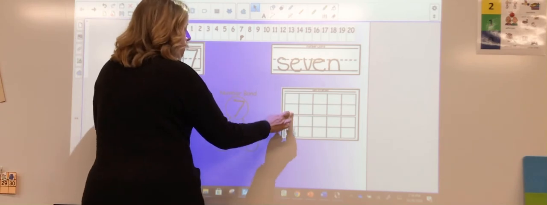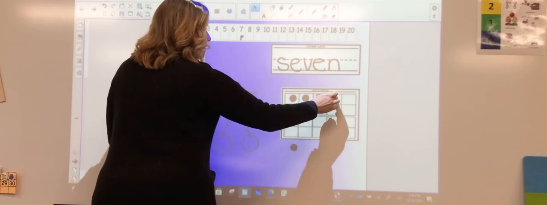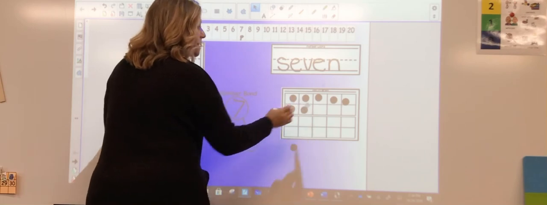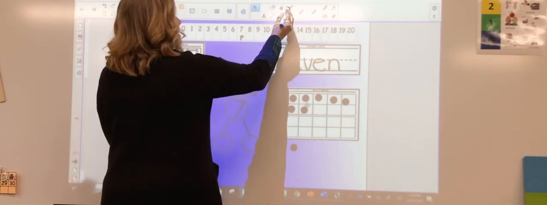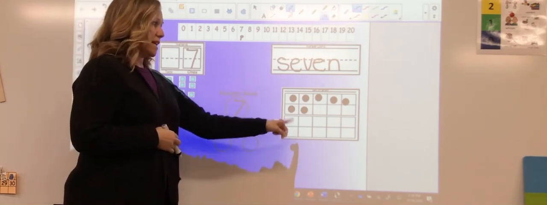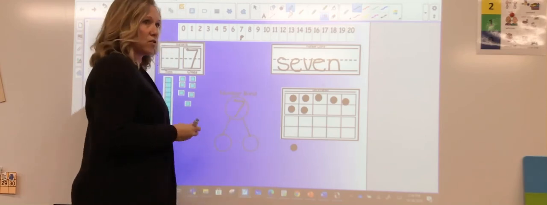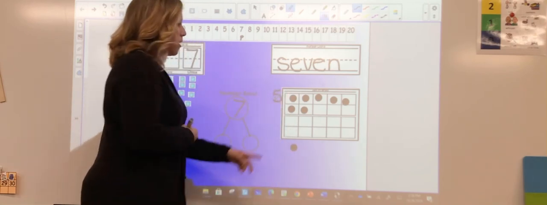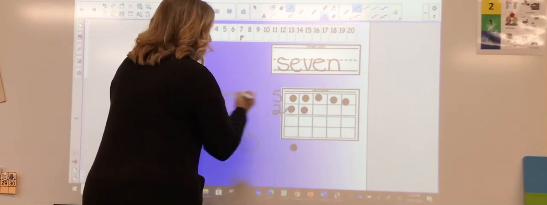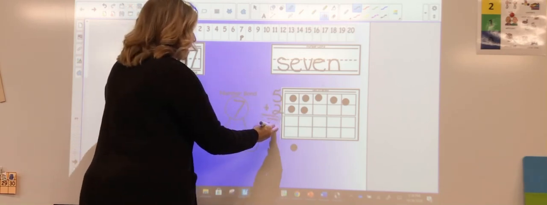So how many circles will we count out? 7. Count with me. 1, 2, 3, 4, 5, 6, 7. Very good. Now, friends, we need to know how many are in our rows, and then in our columns. How many in this row? That's right, there are five. How many in this row? That's right, there are two. Good job. So 5 + 2 = 7.